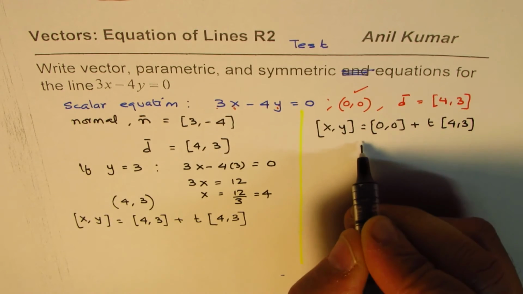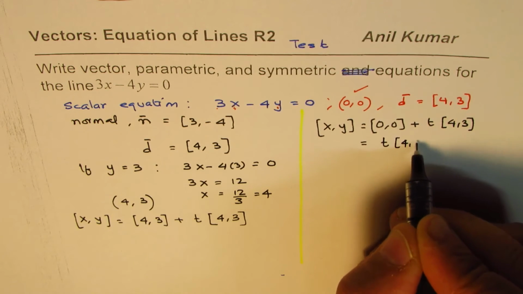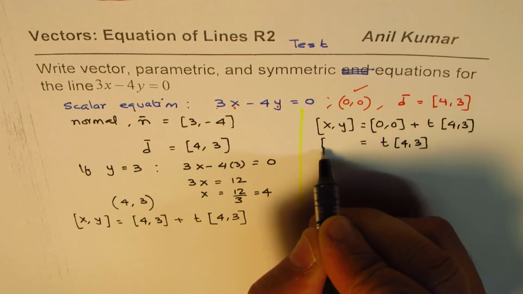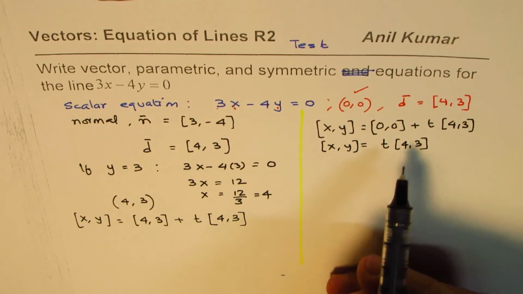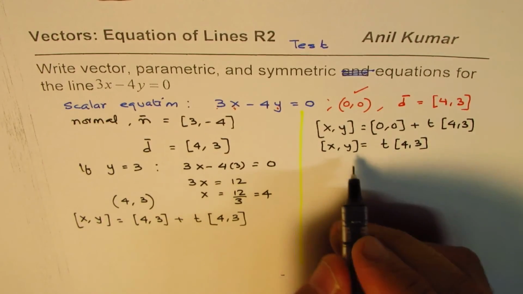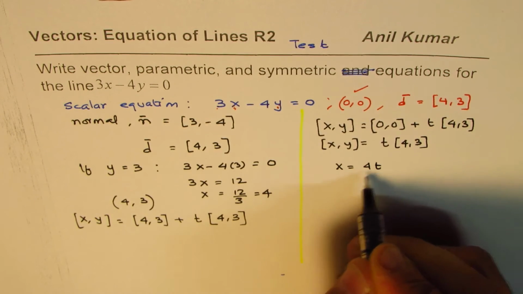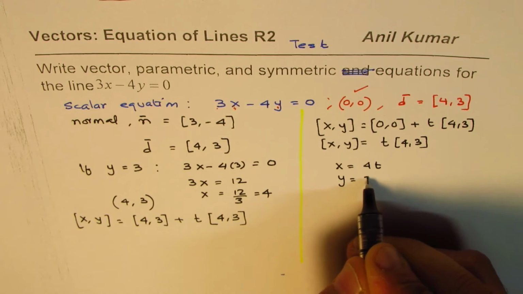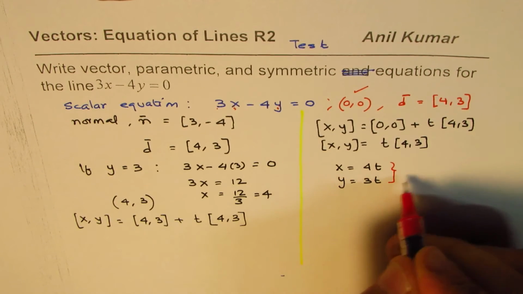So that is what it is. Or directly t times (4, 3). It's a direct variation, right? Okay, so this is what we get. And to write this in parametric form, we have x equals 4t, right? y equals 3t. So that becomes the parametric form, correct?